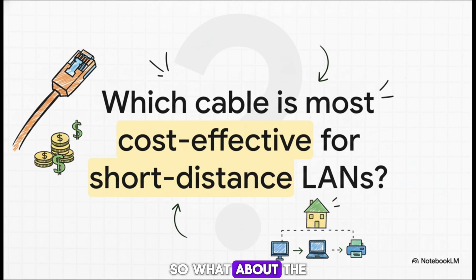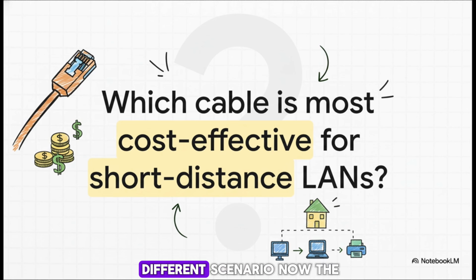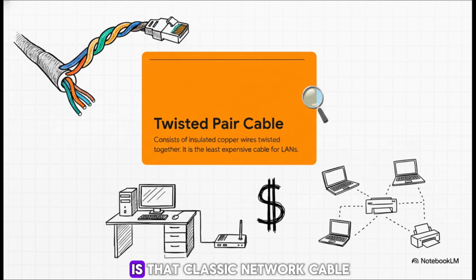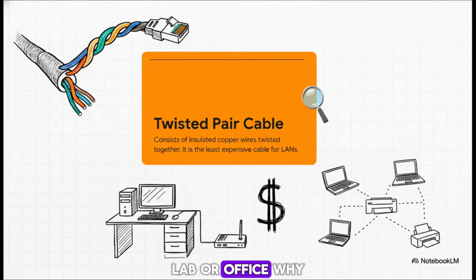Okay, so what about the flip side? Let's look at a different scenario. Now the keywords are cost-effective, so cheap, and short distance. What are we thinking now? Yep, you guessed it, twisted pair cable. This is that classic network cable you see plugged into computers in your school lab or office. Why is it everywhere in LANs? It's simple, really. It's inexpensive, and it's easy to work with. That makes it the go-to practical choice for connecting everything up in a small area.